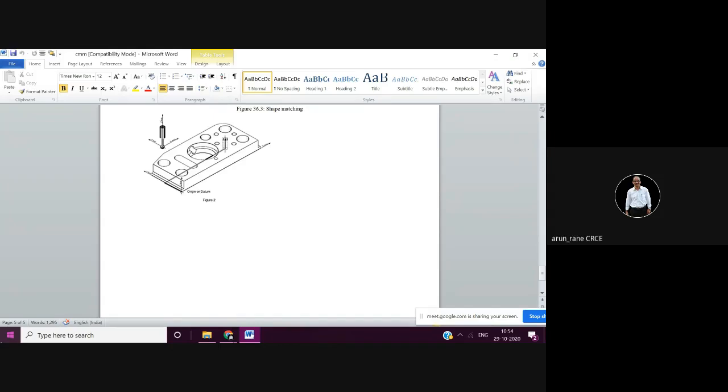Simultaneously, it can be machined also on a CNC milling machine, because whatever points have been generated by CMM can be transferred to the milling machine, and the machining can commence. So this is the most important use of CMM, and this is called digitizing. This process is called digitizing.